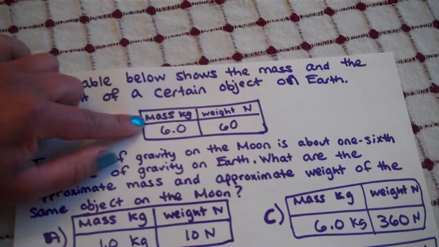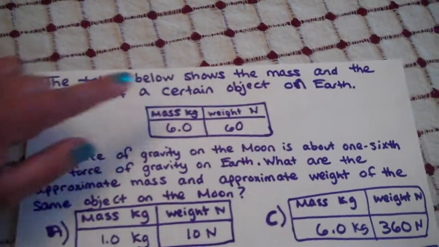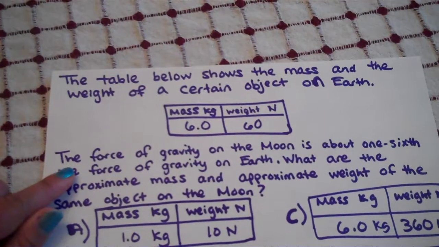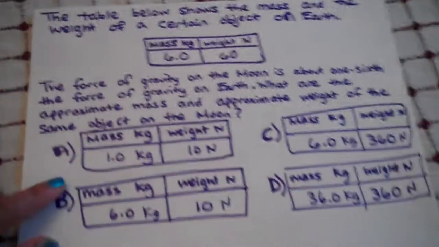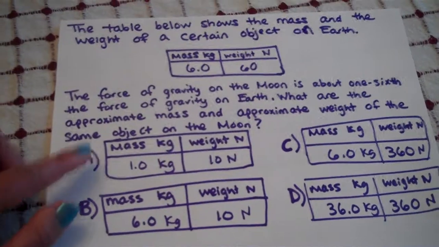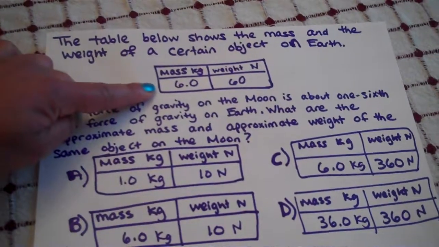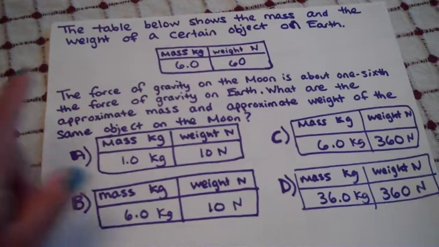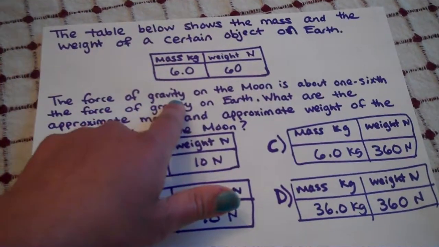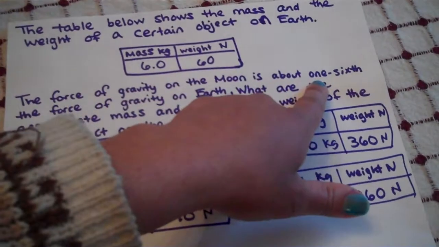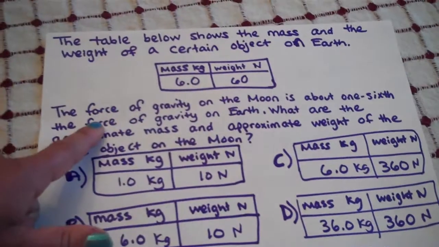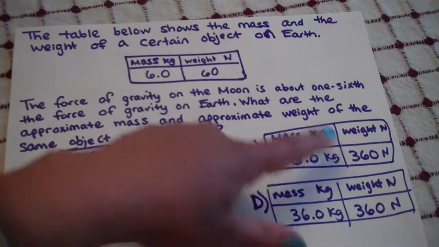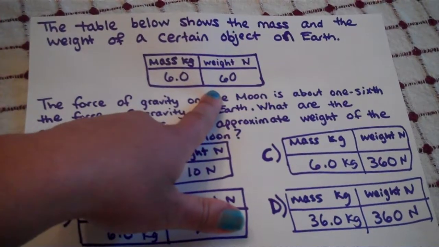So I take note that this is for Earth, and then we have to solve for what's happening when it's on the moon. So first of all, when we're looking through the choices, we're looking for where the mass remains constant. It should be the same number as Earth. However, the prompt tells us the force of gravity on the moon is 1/6. So I would underline or annotate that. And we're looking for a number for the weight to be 1/6 of this number here.